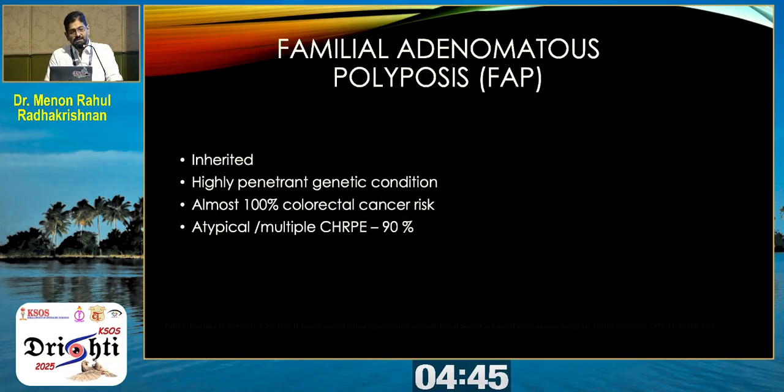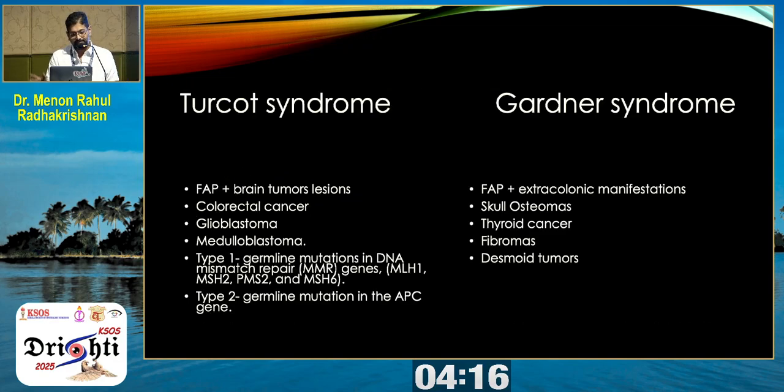So why is CHRPE important? Because when you see atypical or multiple CHRPE, they are associated with familial adenomatous polyposis, that is FAP. This is an inherited, highly penetrant genetic condition. If a patient has familial adenomatous polyposis, they have literally a 100% risk of colorectal cancer. And almost 90% of patients with atypical multiple CHRPE will have this FAP.